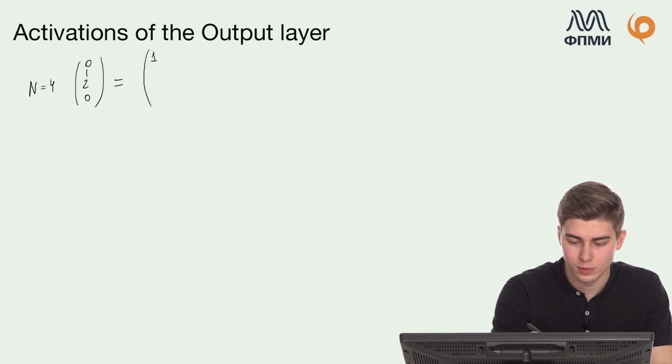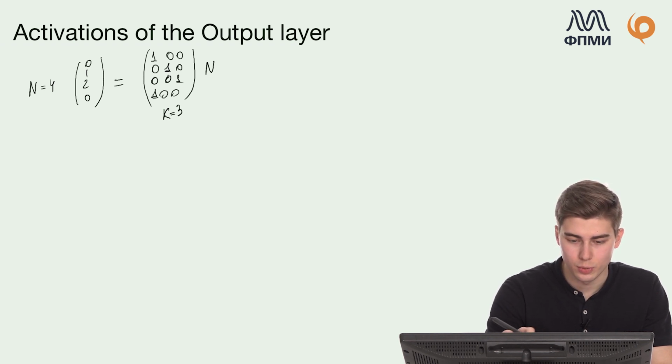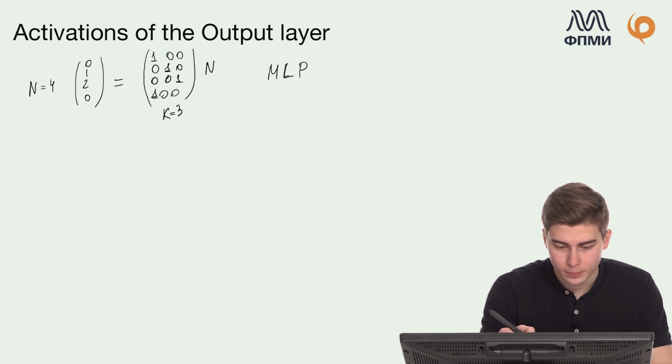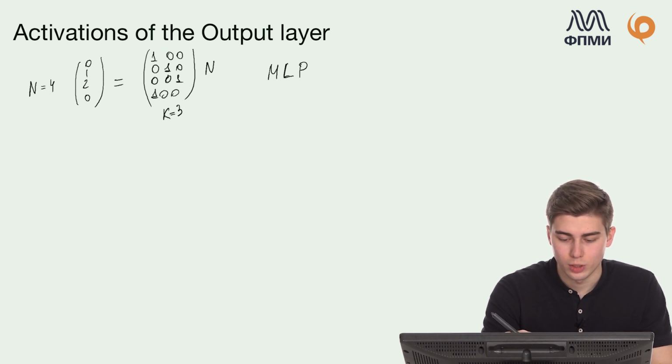Now this is the matrix which looks like this. It's just n by k, where k equals 3, because we have 3 classes here, 3 dog breeds. And we want to predict these classes with our multi-layered perceptron. So we want to train our network, and we should understand the structure of the output layer.